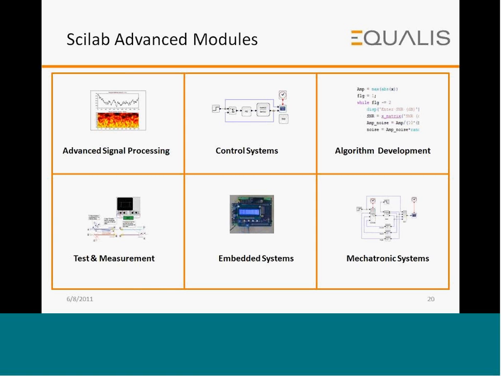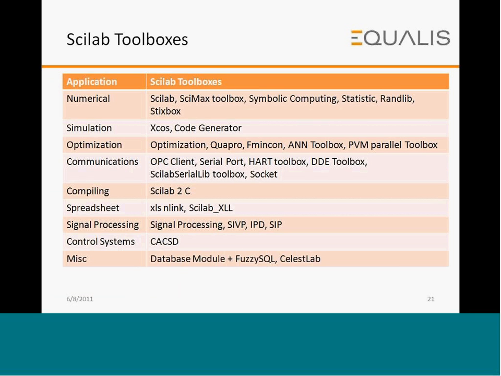If you look into advanced modules in Scilab, there are modules for signal processing, for control systems, algorithm development, test and measurement, embedded systems, and designing mechatronic systems. I have listed some of the toolboxes of Scilab against the specific application domain. So if you look at numerical, Scilab toolboxes that are available are symbolic computing, statistics, readline, and others.